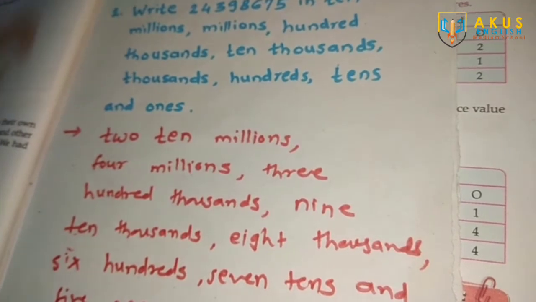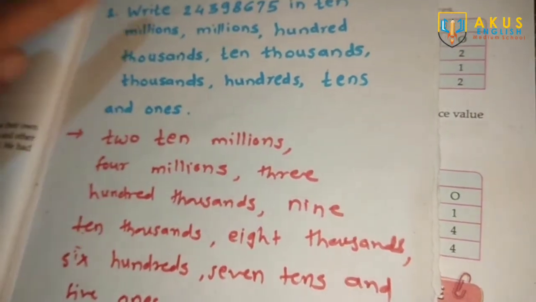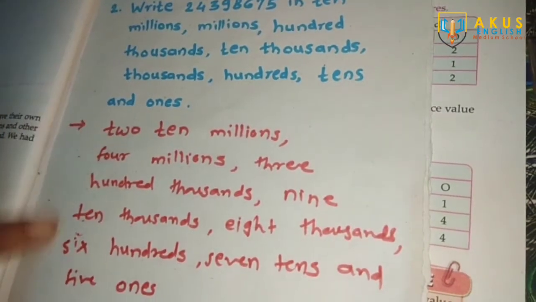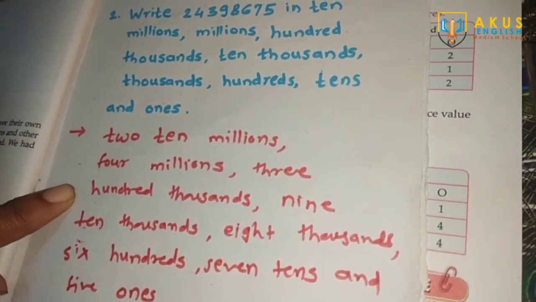Okay. Almost 3 questions are there in the same way. That means the number is given and you have to write it in words. So one type of sum I solved here.